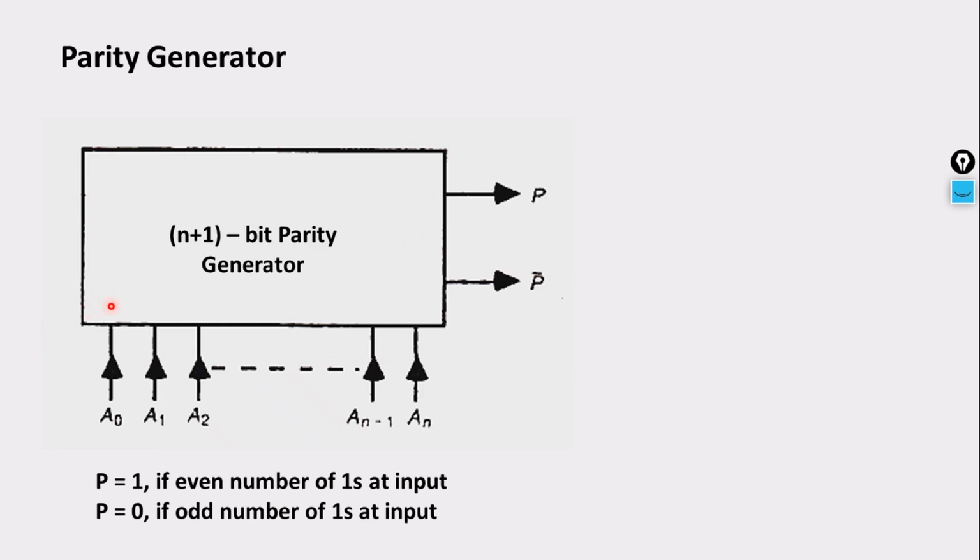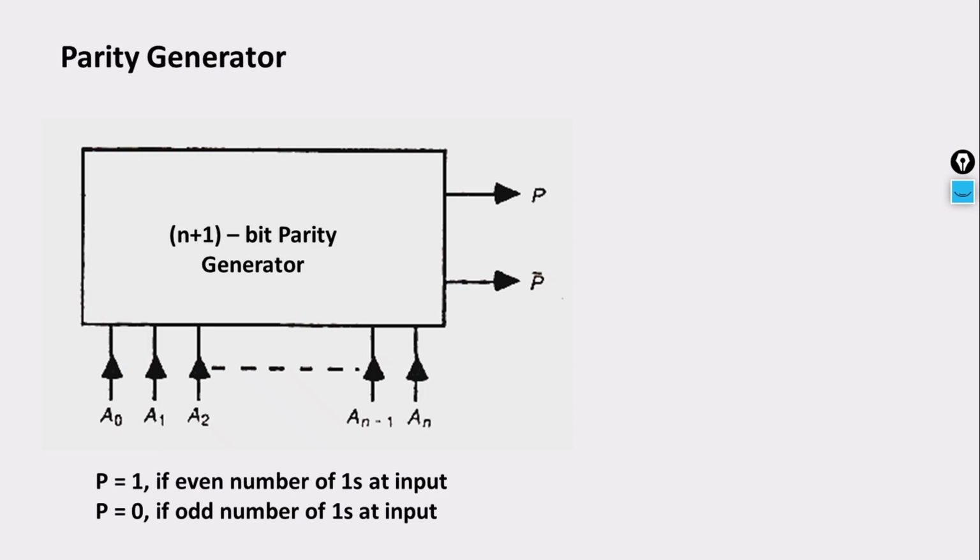Here we are going to design an n plus 1 bit parity generator. As we know, a parity generator counts the number of ones in the input bits. Suppose the input can be a 4-bit number, or an 8-bit number, or a 16-bit number, or a 32-bit number.